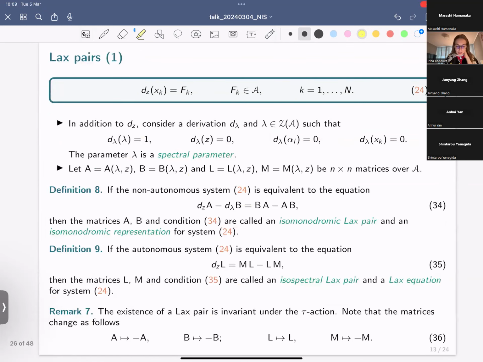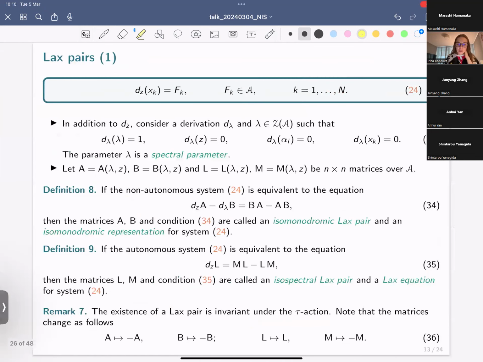Well, the last thing related to the second part of this talk is the following. Now we want to introduce Lax pairs in the non-abelian case for the ordinary differential equations. So in addition to the derivation d over z, we will consider a derivation d over lambda, where lambda is also a central element of our algebra A. But we have different properties for this derivation. Of course, it should satisfy the Leibniz rule, but it has a different action on the elements of our algebra A.